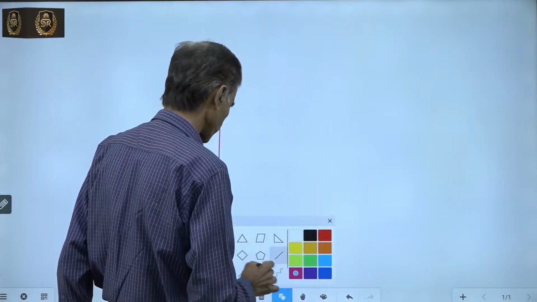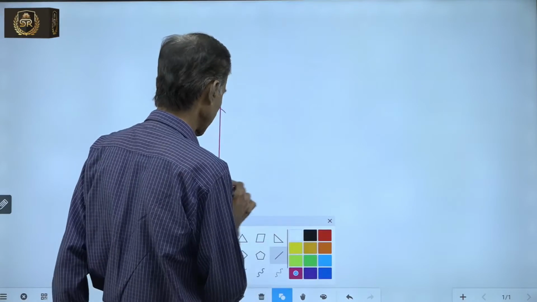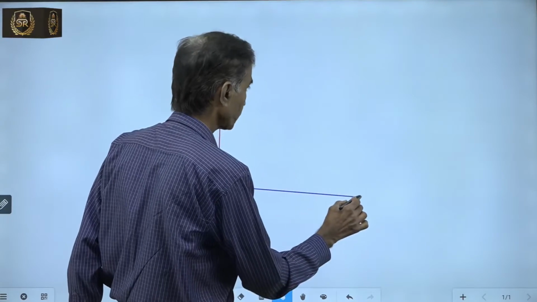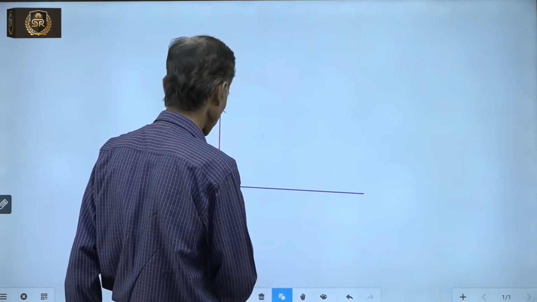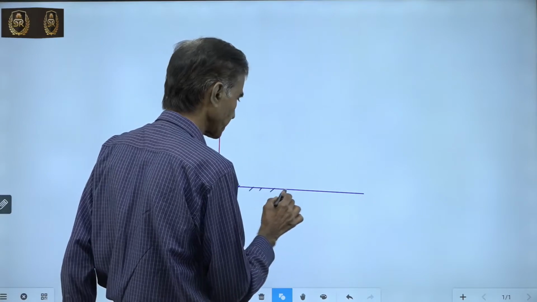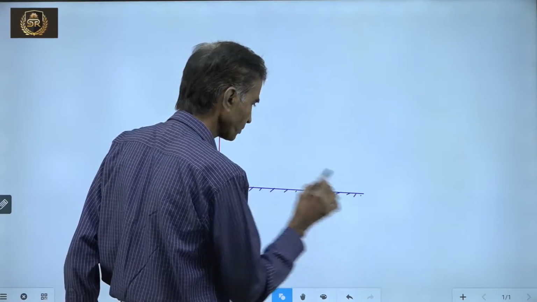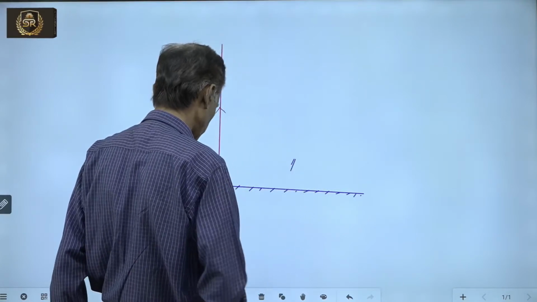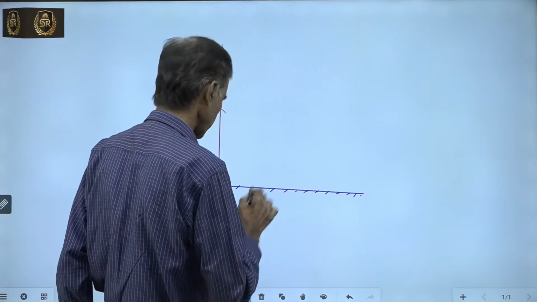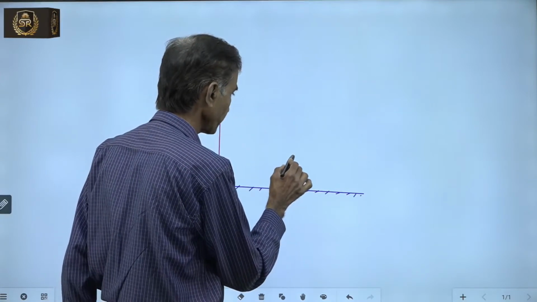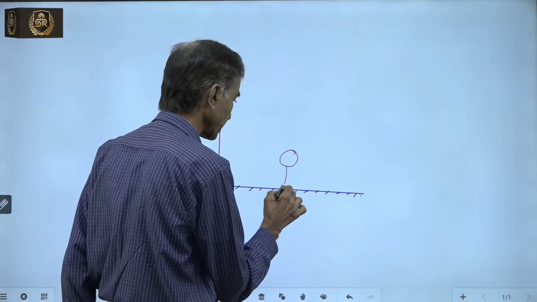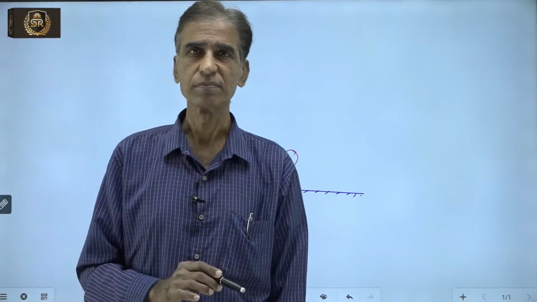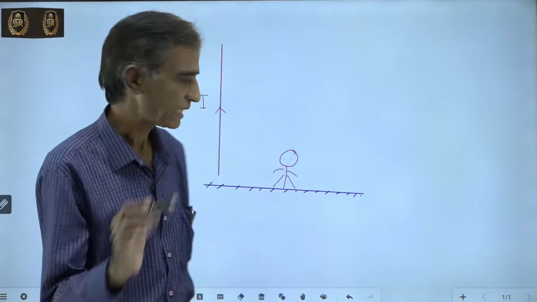One observer is standing on the ground. What is the meaning of this observer standing on the ground? That is an inertial frame. He is at rest. The observer is at rest.